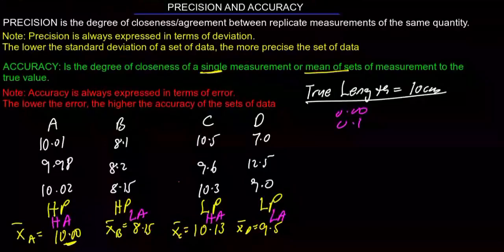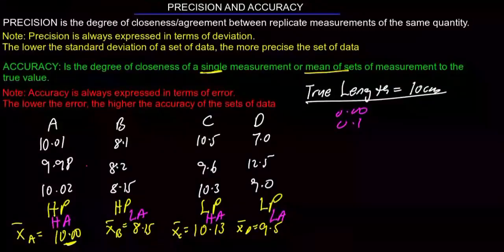Let us summarize. The summary is that A has high precision and high accuracy, B has high precision and low accuracy, C has low precision and high accuracy, and D has low precision and low accuracy. So that is it. Now, let us explain the next point in this note.